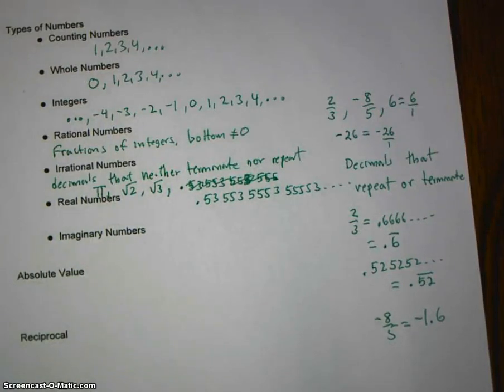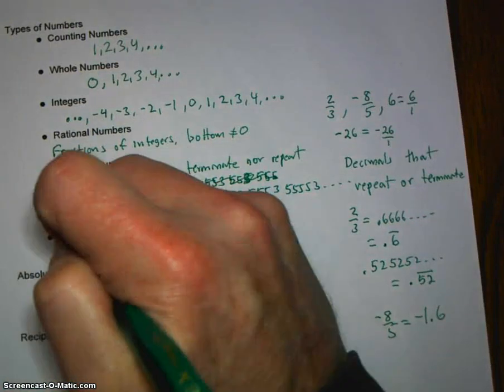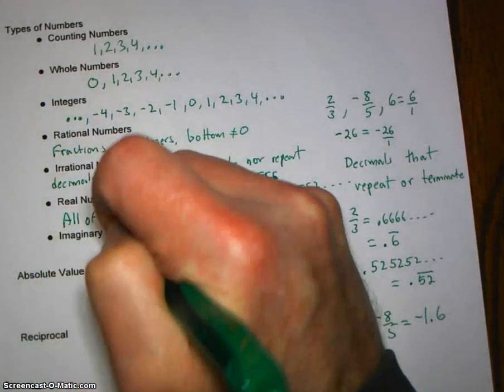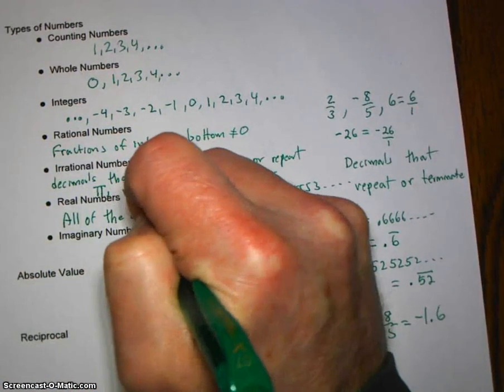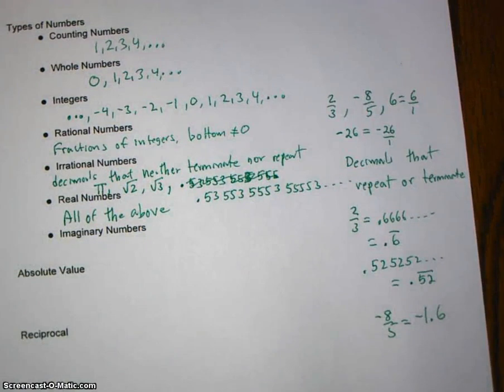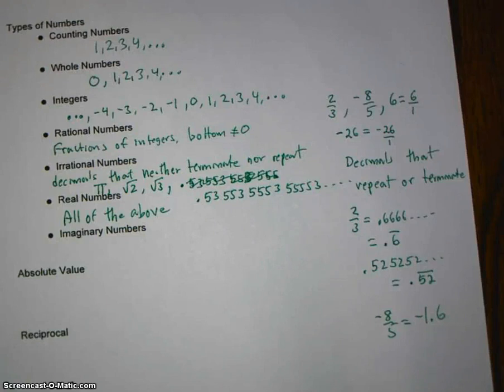Okay, our last two kinds of numbers. Real numbers: all of the above. So real numbers are counting numbers, whole numbers, integers, rationals, and irrational numbers. So those are all known as the real numbers.